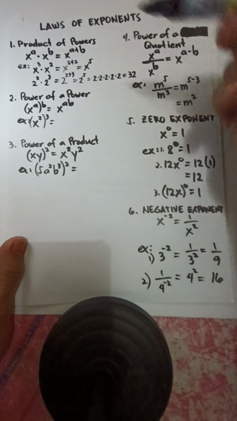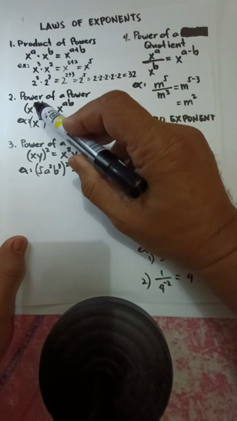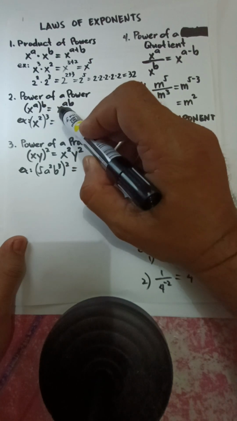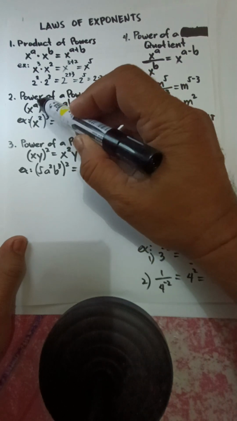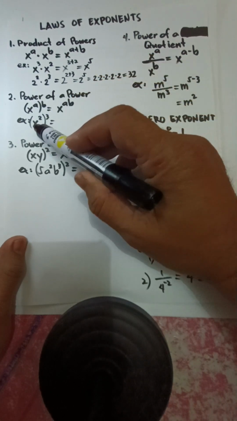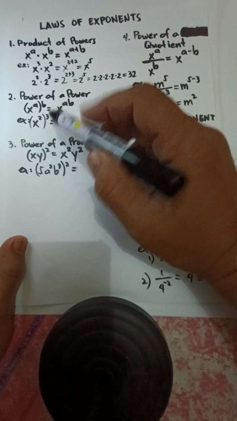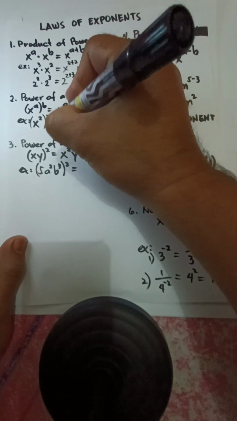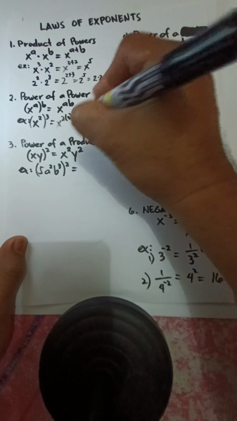Number 2, power of a power. X raised to a, raised to b. So that is equal to x raised to a times b, multiply the powers. Example, x squared raised to the cube. So that is equal to x raised to 2 times 3. So that is equal to x raised to 6.